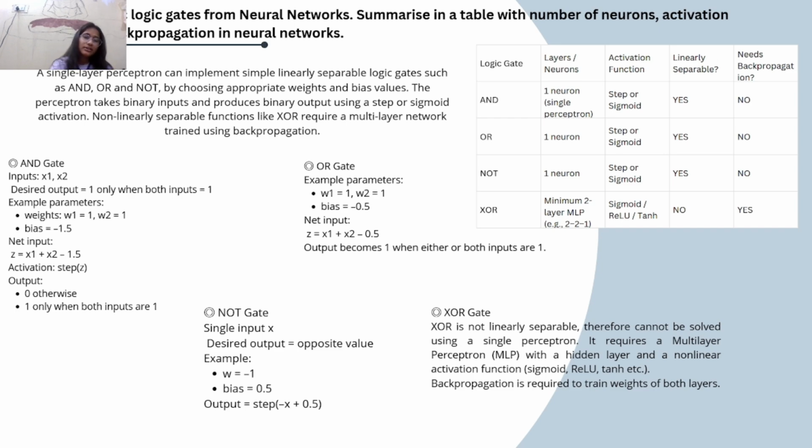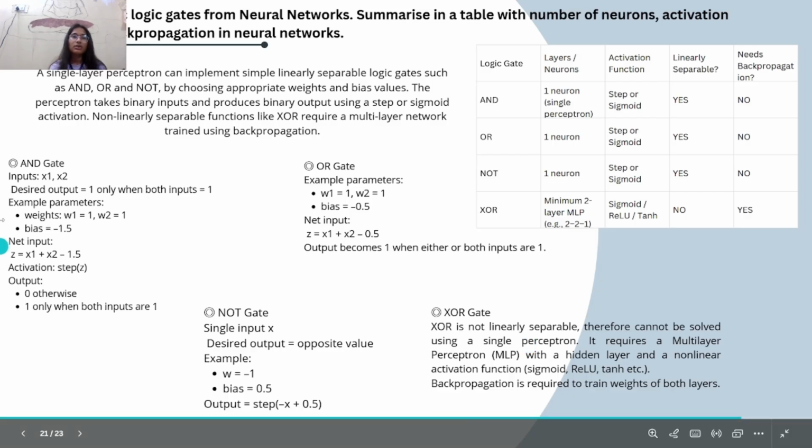The table is already written on the screen. It shows the differences: layers, neurons, activation function, linearly separable, and whether backpropagation is needed or not. For the AND gate, one neuron, activation function sigmoid, linearly separable yes, backpropagation needed no. OR and NOT are the same, but for XOR a minimum two-layer MLP is used, with sigmoid and ReLU activation functions. Linearly separable no, and backpropagation needed yes. This is the whole answer for this question.